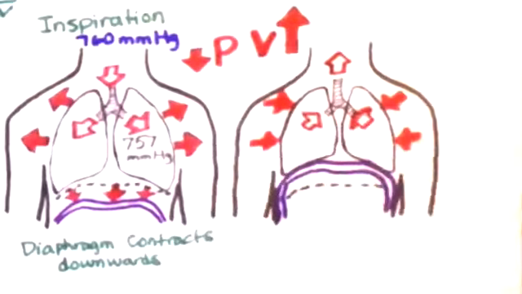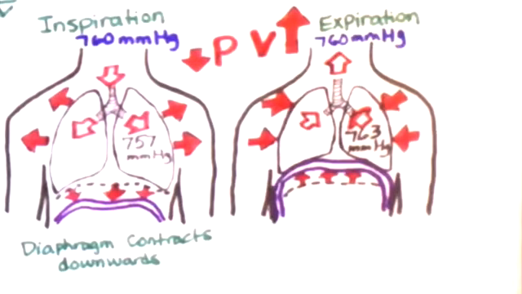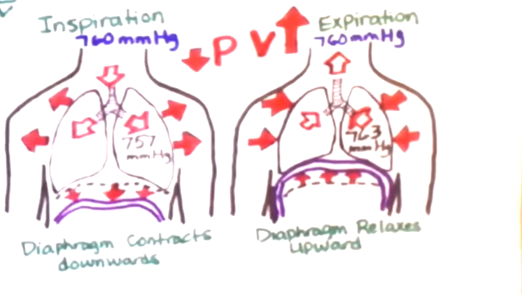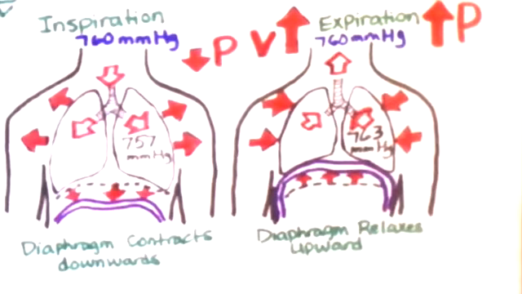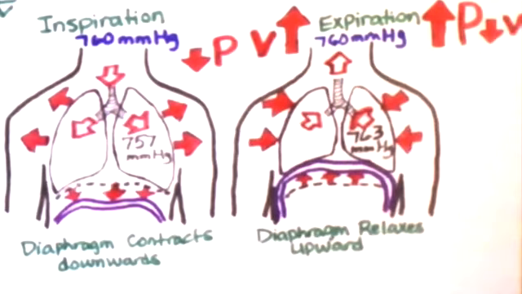Expiration is the reverse of inspiration. So as the chest relaxes, the volume of the chest cavity decreases. So what happens when volume decreases? According to Boyle's law, since volume and pressure are inversely related, as volume decreases, pressure increases. And what did we say about pressure? Pressure moves from high to low. It always moves from high pressure to low pressure.